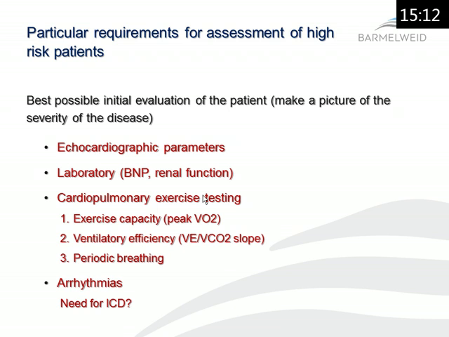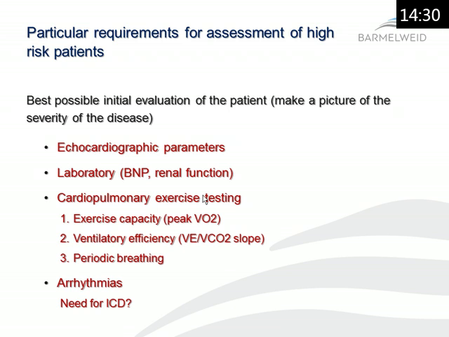laboratory values. And then cardiopulmonary exercise testing is really something which gives you a lot of information, not only about exercise prescription, but it also gives you information about the severity of the disease, and I will show you that in a moment. But just to mention what is important, you have the exercise capacity in itself, then you have the ventilatory efficiency, which is reflected by the VE/VCO2 slope. The higher it is, the more serious is the disease. And then the periodic breathing, which is also a sign of very severe disease.